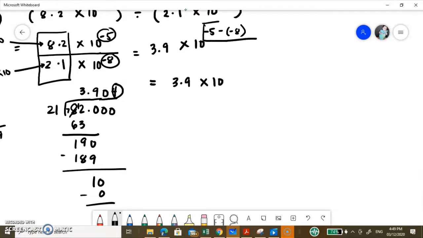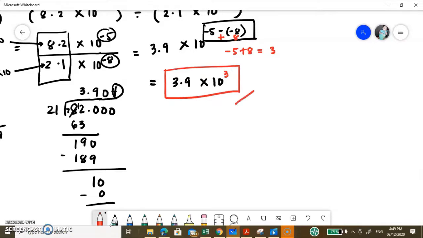Ito si negative 5 minus 8 ang rules natin in subtracting integers. We change this into addition, and then we change also the sign of negative 8 to positive 8. So, you'd have negative 5 plus 8. That is actually positive 3. So, 3 ang ating exponent dyan. Okay? So, that would be our final answer.